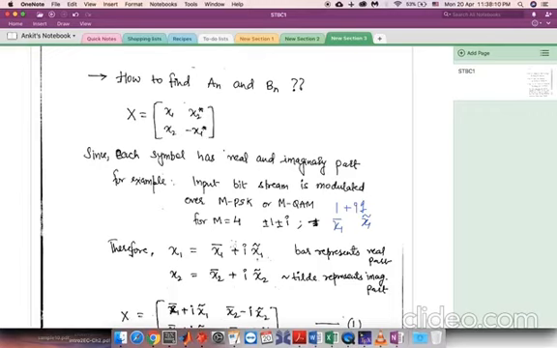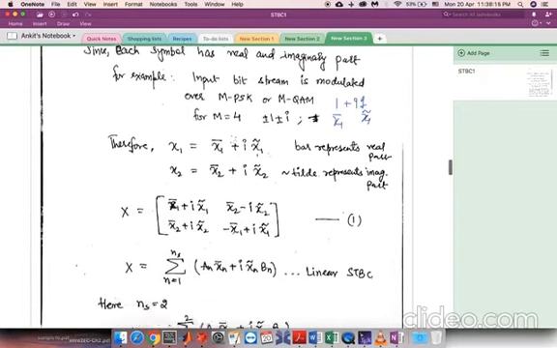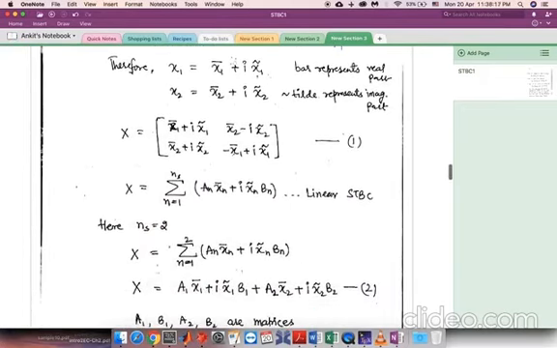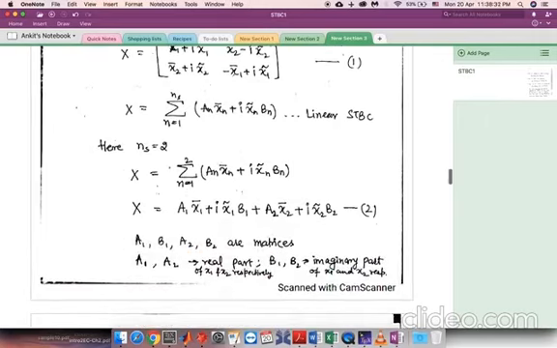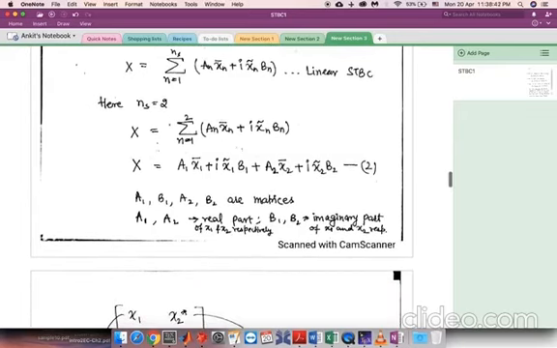So substituting these terms in X, let's say it's equation 1. As far as linear STBC is concerned, its expression is like this: A_n times x_n bar plus iota x_n tilde times B_n. For Ns equals 2, which is the case here, it would be A_1 x_1 bar plus iota and so on. Let's say this is equation 2. I would like to mention here what A_1, A_2, B_1 and B_2 are in terms of the symbols.